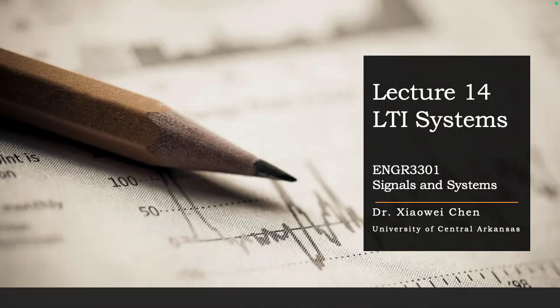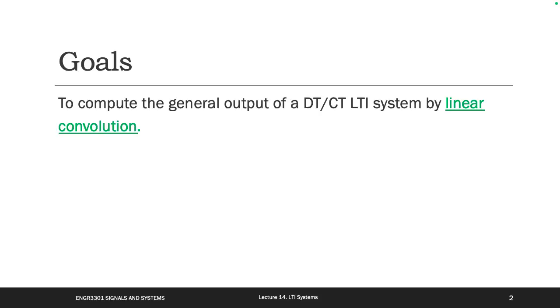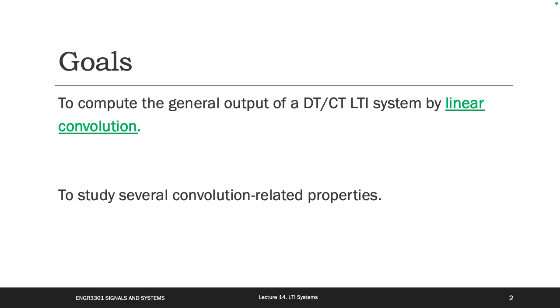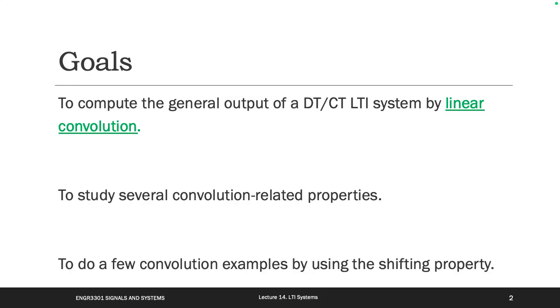Okay, let's review today's goal. Firstly, we will try to compute the general output of a DT and CT LTI system by learning convolution. And then we will try to study several convolution-related properties. And lastly, we will try to do a few convolution examples by using the shifting property. You will see today's class we will focus on the LTI system and the convolution.